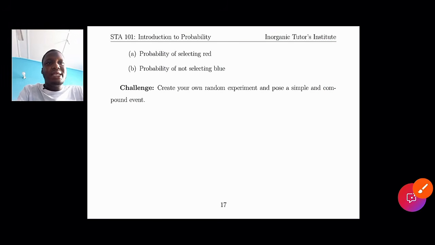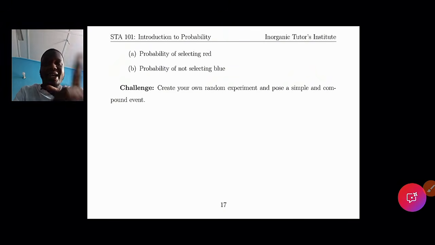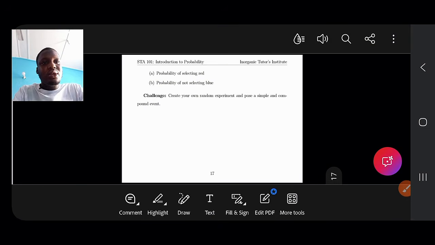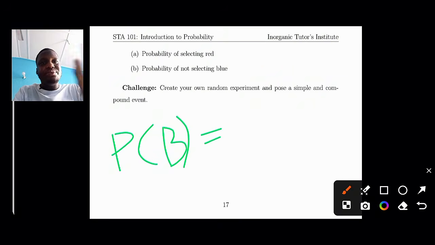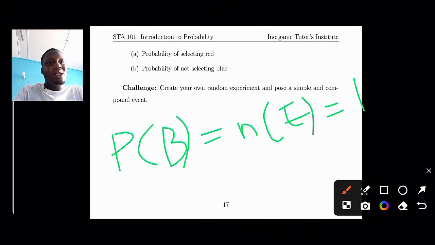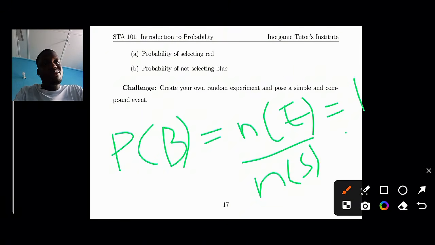So the last one, probability of not selecting blue. We can find selecting blue, then we find the complement. So the probability of selecting blue: the number of events of blue is 1. Blue has just one outcome. And the number of sample space is 6. So the probability of selecting blue is 1/6.